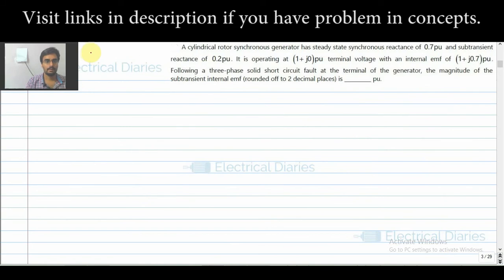Okay, so we are doing GATE 2020 power system. A cylindrical rotor synchronous generator has a steady state synchronous reactance of 0.7 per unit. Okay, so what is given to me is, okay, see, in the exam I will advise you that you should always just don't think of the time.